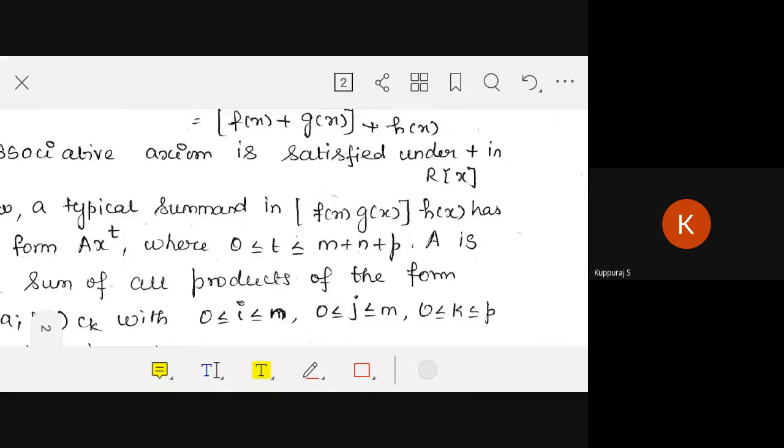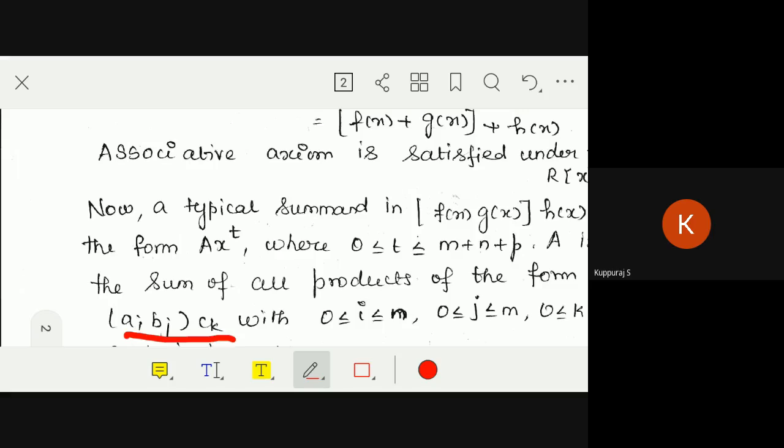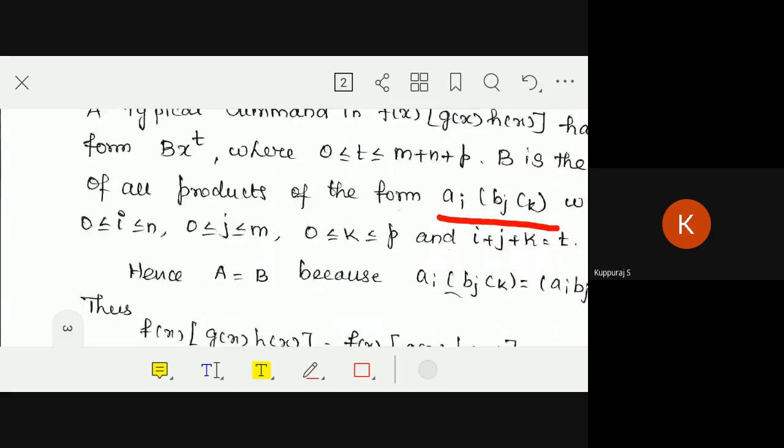The previous one, what is the A value? It is nothing but a_i b_j into c_k. If you equate the two terms, because they belong to R, both are the same, therefore A equals B. So associative is also satisfied under multiplication. Under multiplication, closure and associative are satisfied.